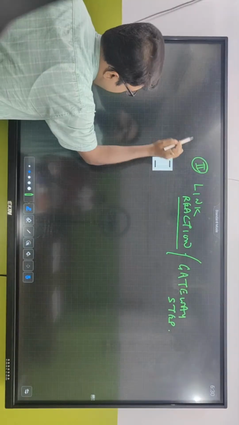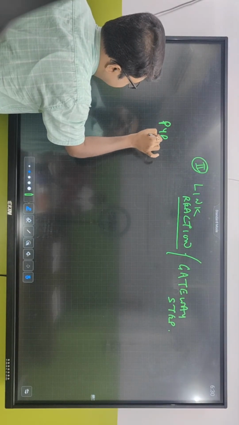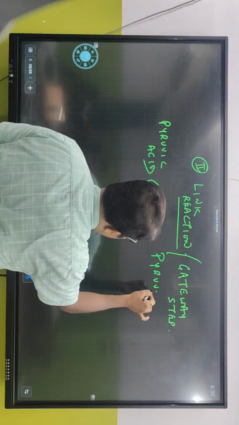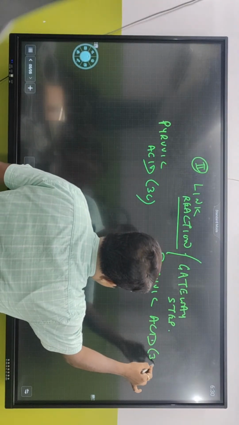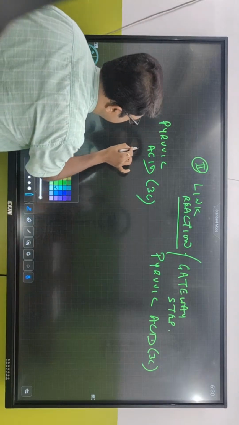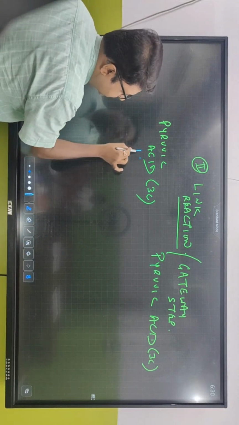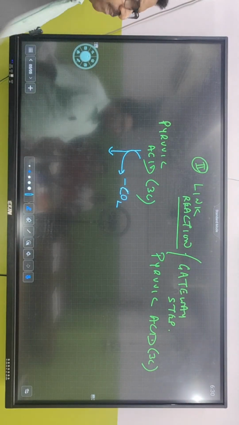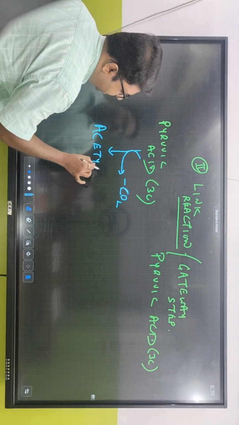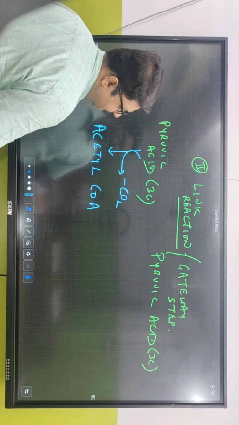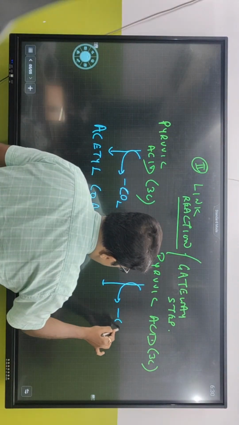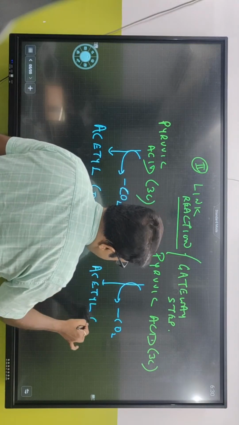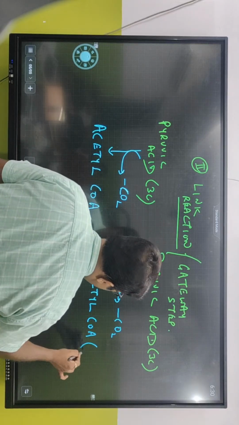What is being produced by the help of glycolysis? 2 molecules of pyruvic acid. How many carbon? 3 carbon. From this pyruvic acid, what goes off? This is called as decarboxylation. 1 carbon dioxide goes off, forming what? Forming acetyl coenzyme A. So 1 carbon dioxide goes off from here, and forms into acetyl coenzyme A, which is a 2 carbon compound.